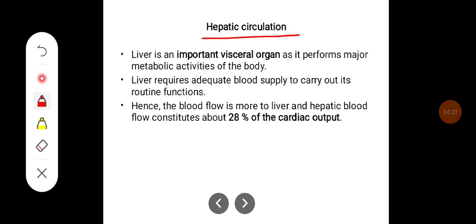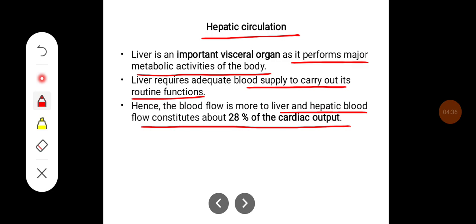Hepatic circulation. Liver is an important visceral organ as it performs major metabolic activities of the body. Liver requires adequate blood supply to carry out its routine functions. Hence, the blood flow is more to liver, and hepatic blood flow constitutes about 28% of the cardiac output.